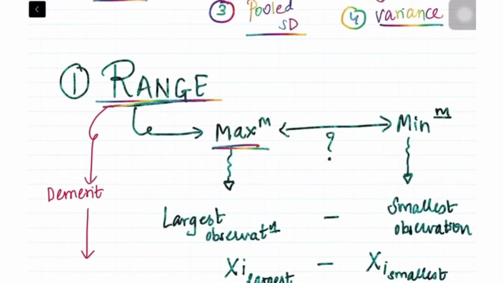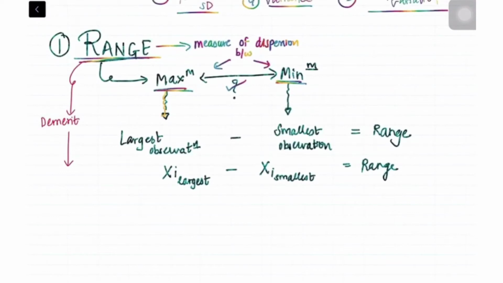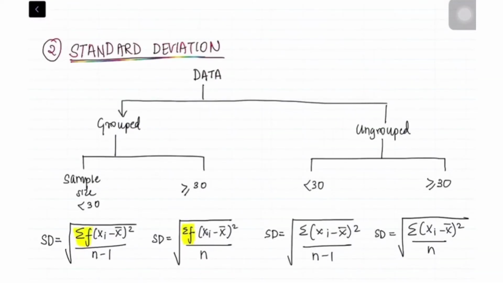What is basically meant by range? It is the difference between maximum and the minimum value. It is defined as the measure of dispersion between maximum and minimum value. What is maximum? It is the largest observation. Minimum is the smallest observation. So range is largest observation minus smallest observation.